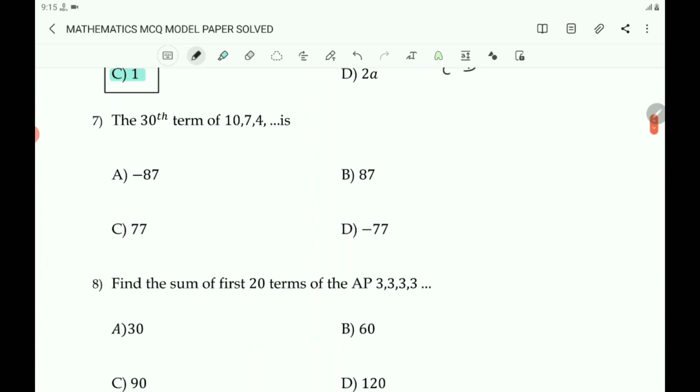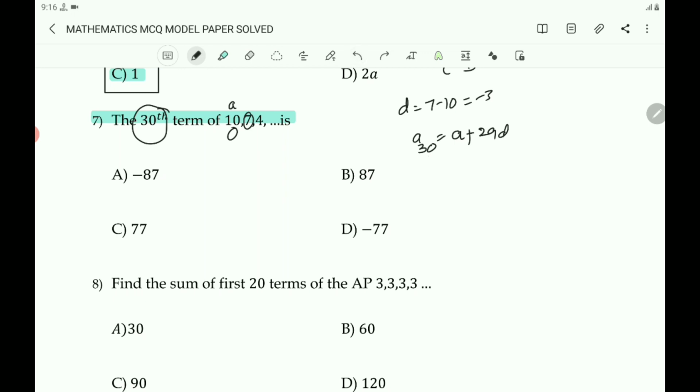Then you take the seventh question. The 30th term of 10, 7, 4 is... What is the question? The 30th term of 10, 7, 4 is... Here what is A? A is 10, and D is 7 minus 10, which is minus 3. Then what do we have to find out? We have to find the 30th term. You know that A30 is equal to A plus 29D, that is 1 less than 30.